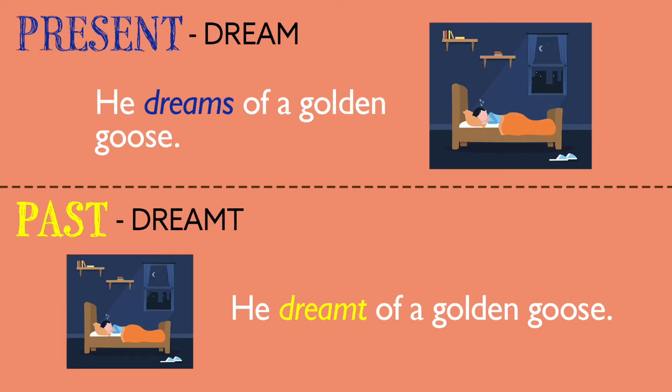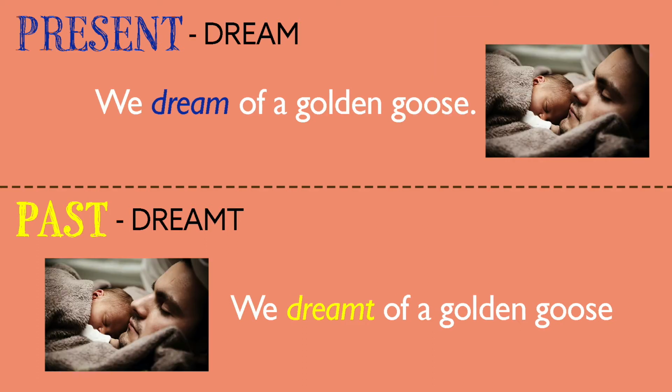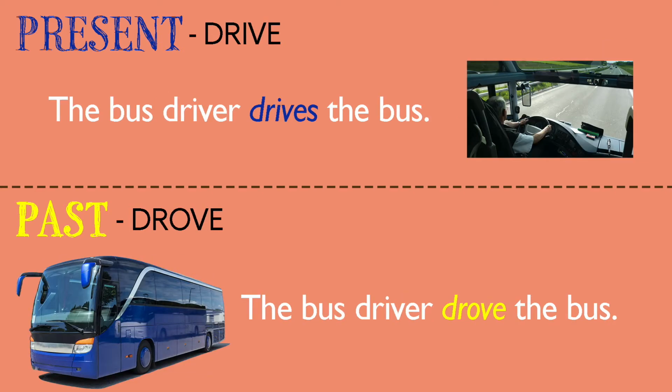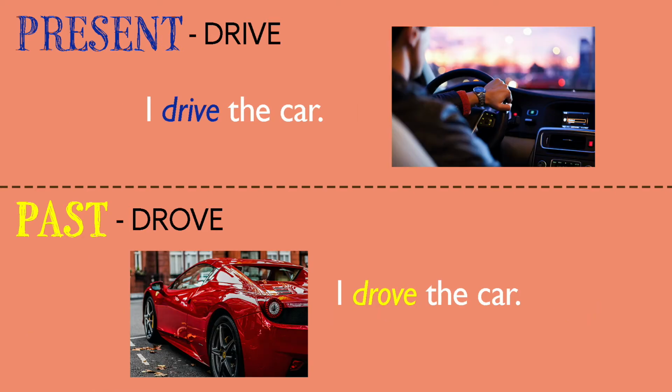Dream. He dreams of a golden goose. Dreamt. He dreamt of a golden goose. Dream. We dream of a golden goose. Dreamt. We dreamt of a golden goose. Drive. The bus driver drives the bus. Drove. The bus driver drove the bus. Drive. I drive the car. Drove. I drove the car.